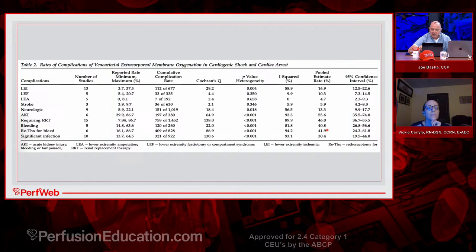Bleeding was very high. Reoperation for bleeding was very high. And the other one's overt stroke was at 5.9%. Still high, but you know, kidney injury, absolutely number one. I think that is something we have seen for a very long time.